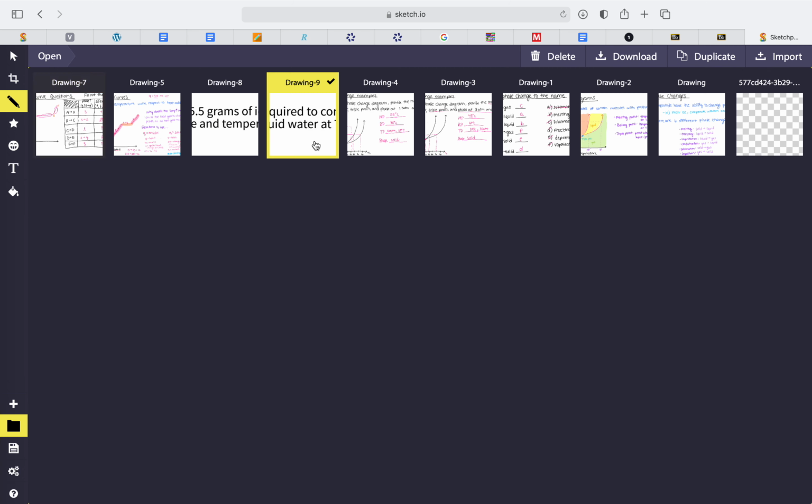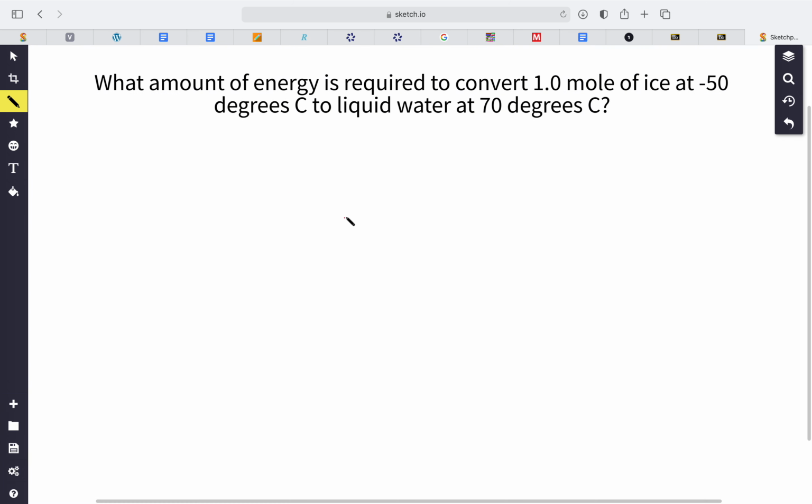Alrighty, let's move on to some practice problems. So the first one says, what amount of energy is required to convert 1 mole of ice at negative 50 degrees Celsius to liquid water at 70 degrees Celsius?